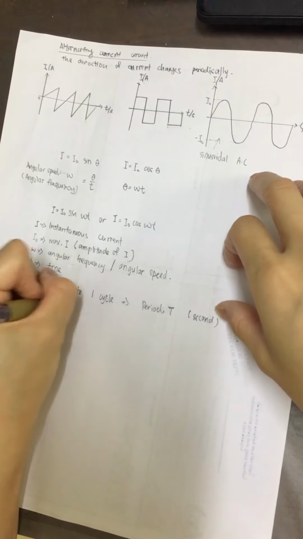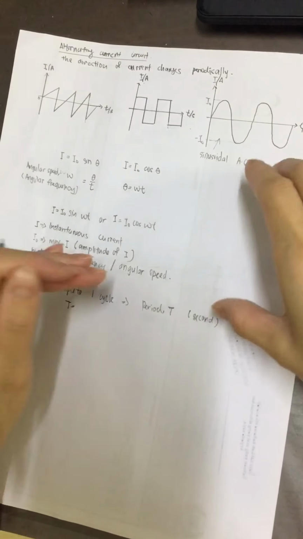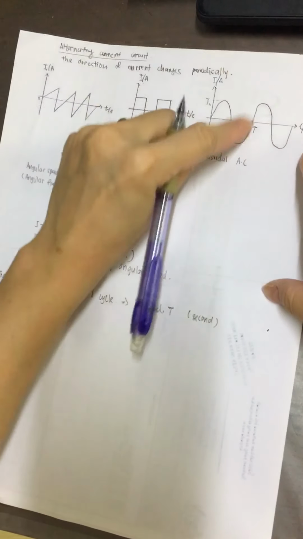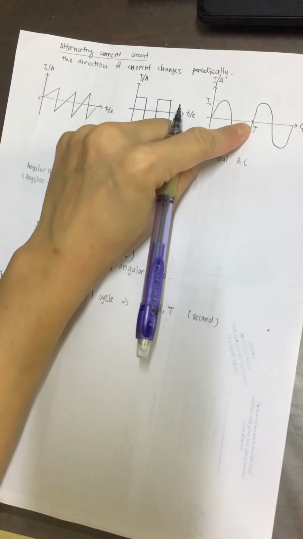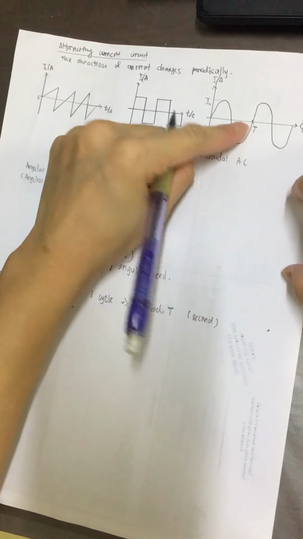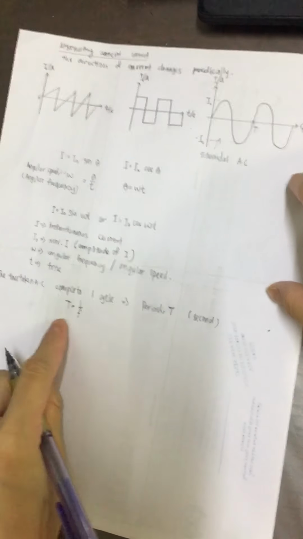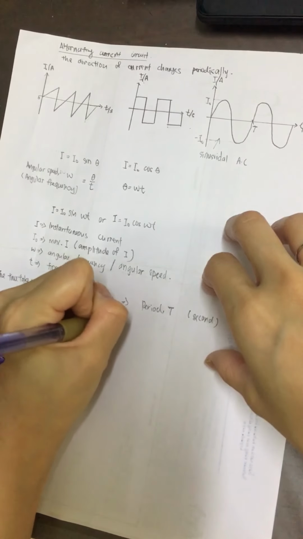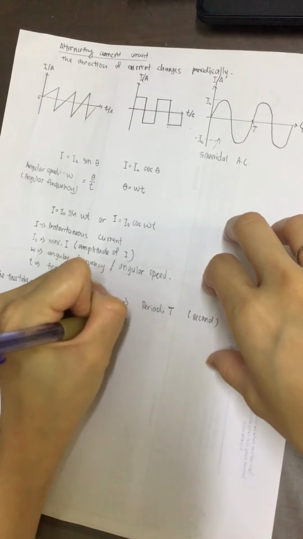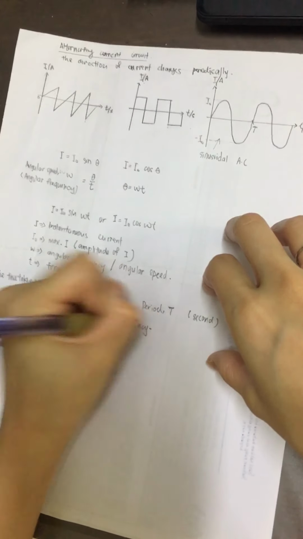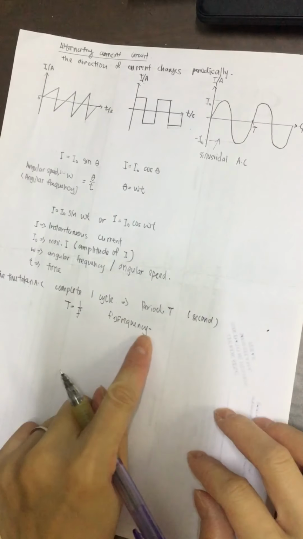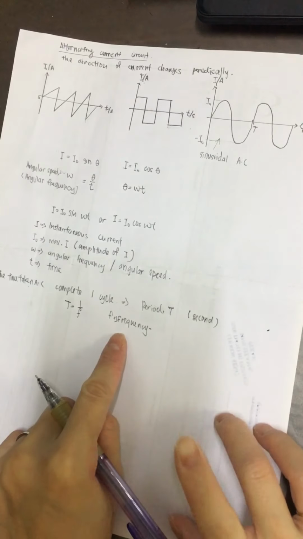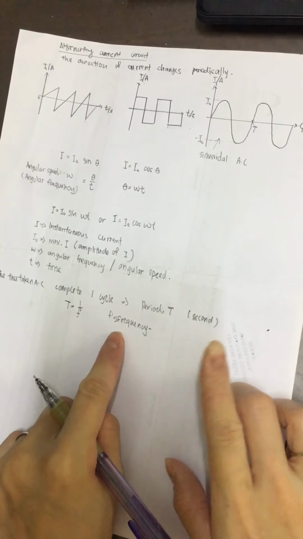Okay, so T is related to your frequency, because we know that for one complete cycle, the value here is your period, the time taken for a complete cycle. T can be represented as 1 over f, where f is your frequency. So what is your frequency? It means the number of cycles in 1 second, or the number of complete oscillations in 1 second.